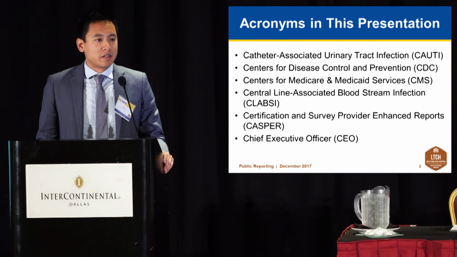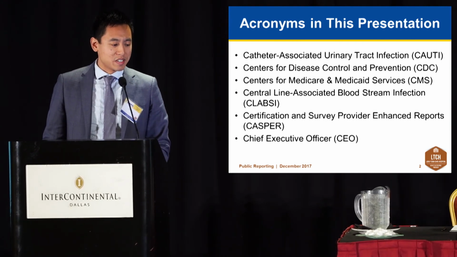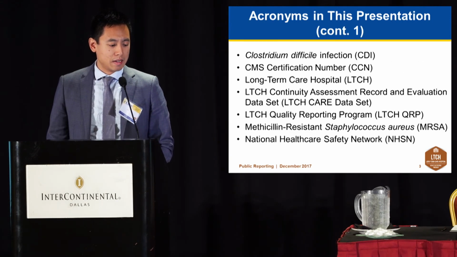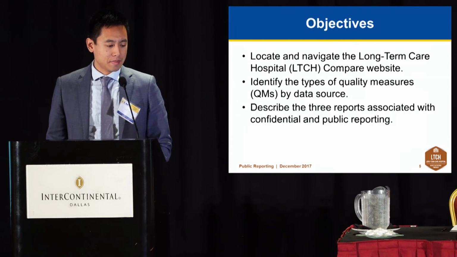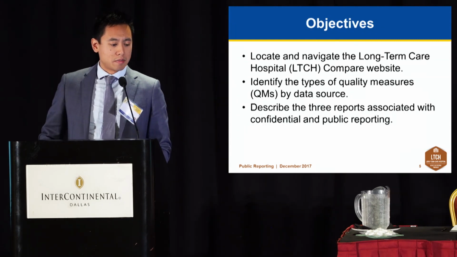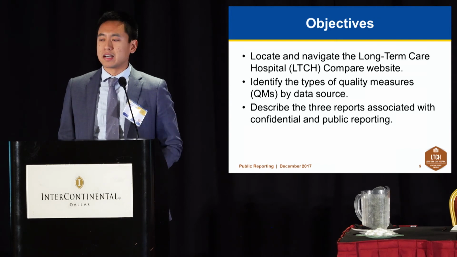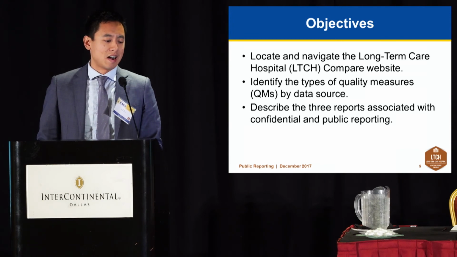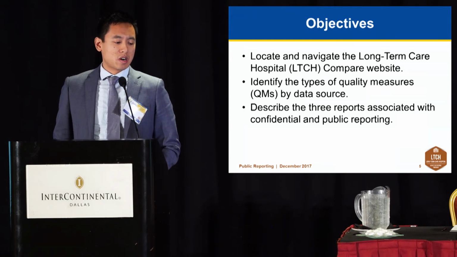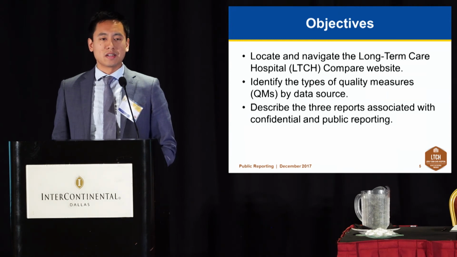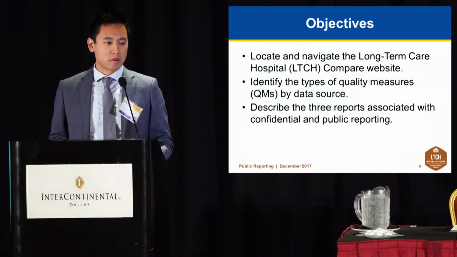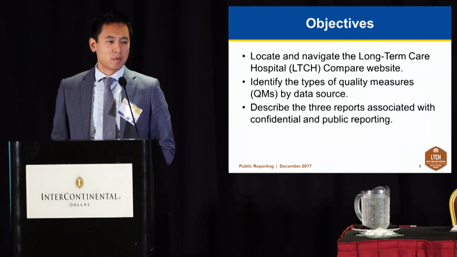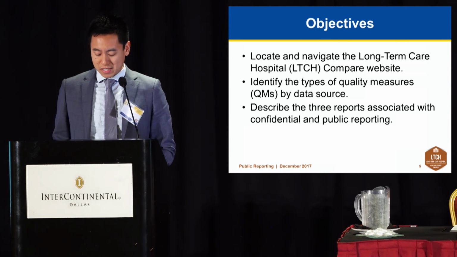The next few slides are the acronyms I'll be using in this presentation, so they are with you for your reference. The objective of this session is to locate and navigate the Compare website, identify the types of quality measures by data source, and then describe the 3 reports associated with confidential and public reporting, so your CASPER reports: your review and correct reports, your QM reports, your provider preview reports, and then ultimately the Compare website.